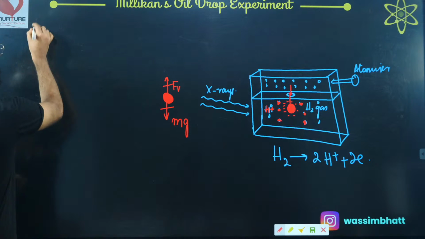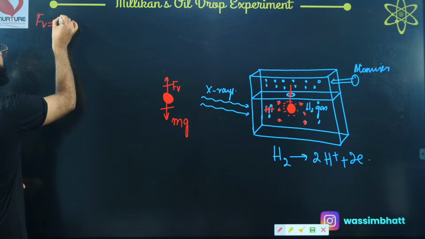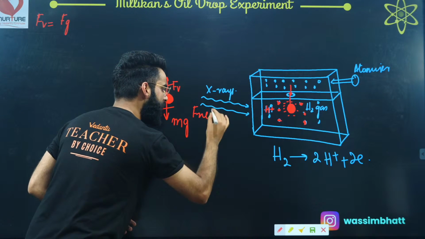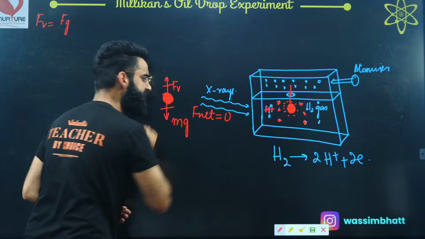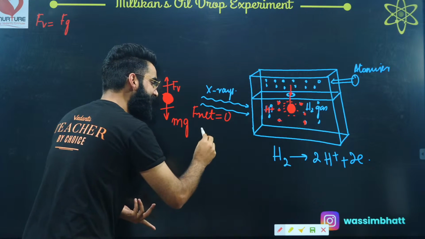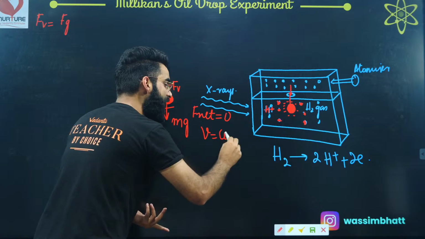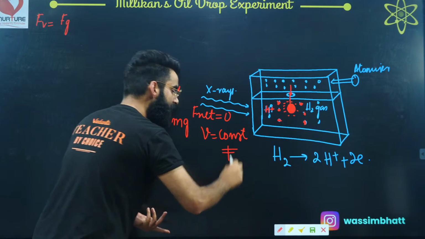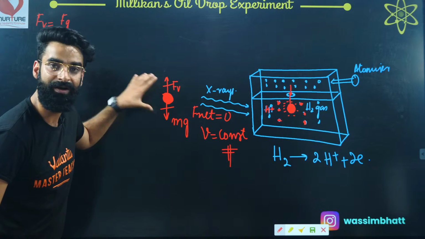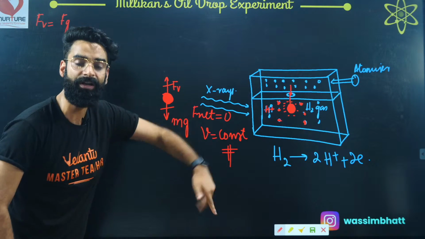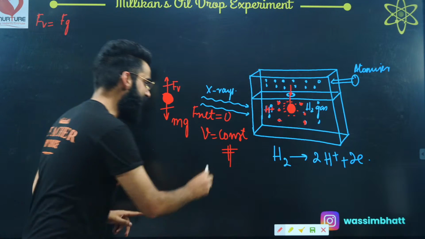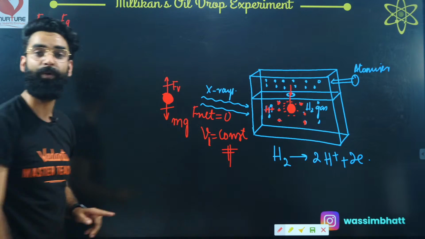There will be a time when the viscous force becomes equal to the force due to gravity, right? At that time, what will be the F net? The net force on this oil droplet will be 0. And when the net force on the oil droplet becomes 0, the particle gains a constant velocity, which I call the terminal velocity, right? So the particle will start to fall with a uniform velocity. That's what I call terminal velocity, and right now I'm representing that terminal velocity by V1.